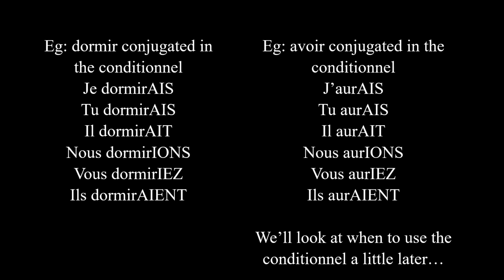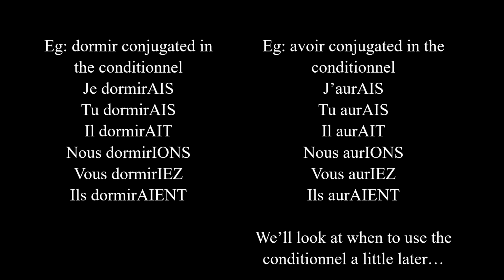You can see on the left hand side, dormir has been done for you in the conditional. For IR verbs, you know the future root is the verb itself. And then instead of adding the future endings, add the imperfect endings in order to obtain the conditional. On the right side, you can see avoir. You know avoir is an irregular future root. So take that root, which is AUR, and then add on the conditional endings. AIS, AIS, AIT, IONS, IEZ, AIENT, and you will get the conditional tense of the verb avoir as well.